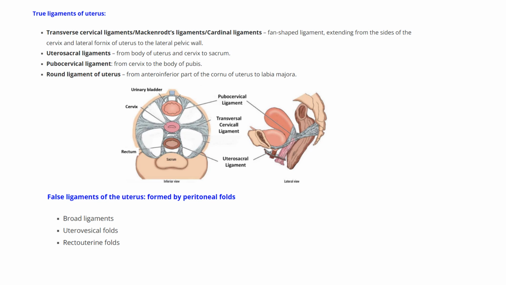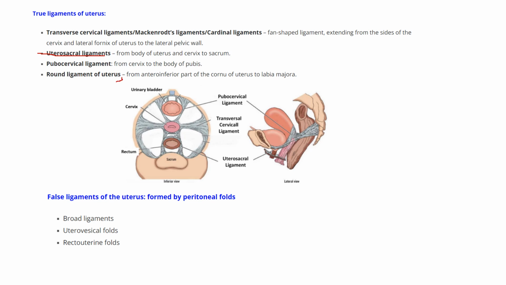True ligaments are called transverse cervical ligaments, Mackenrodt's ligament, Cardinal ligament. These are all one and the same thing. It extends from the side of the cervix and the lateral fornix of the uterus to the lateral pelvic wall. So you should learn this. And uterosacral ligaments go from the body of the uterus and cervix to the sacrum. You can see that the name itself tells us. Utero means uterus and sacrum means sacrum. So it is located between the uterus and sacrum.